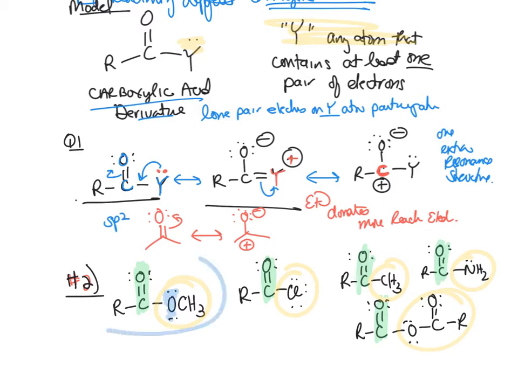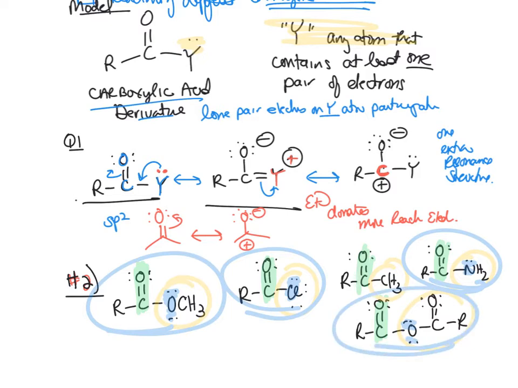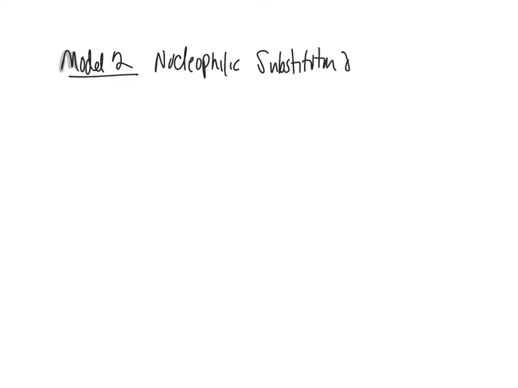So do we have a lone pair here? We do. So this is a good one. We have a lone pair here, so this would be a carboxylic acid derivative. We have a lone pair here. This is an amide, and it would be. And this is an acid anhydride. It would be. What would not be is the ketone. Let's go to Model 2. Model 2 is called nucleophilic substitution of carboxylic acid derivatives.